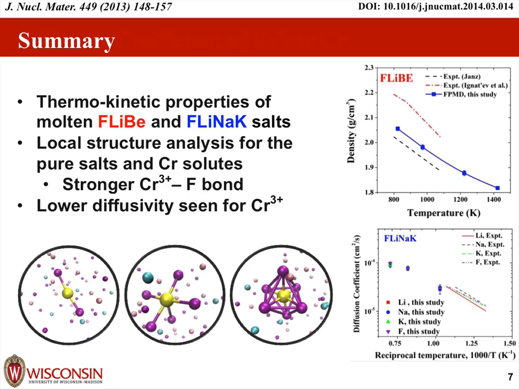In this study, first principles molecular dynamics was employed to calculate the thermokinetic properties of molten FLiBe and FLiNaK salts. Density, bulk modulus, coefficient of thermal expansion, and self-diffusivities of salt constituents are in good agreement with the experiments. Local structure analysis for the dissolved chromium solutes in the different oxidation states exhibits strong chromium 3+ bonds with surrounding fluorine ions. This explains the lower diffusivity of chromium 3+ compared to chromium 2+ and neutral chromium.